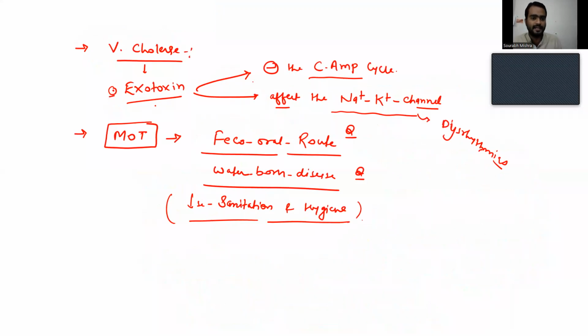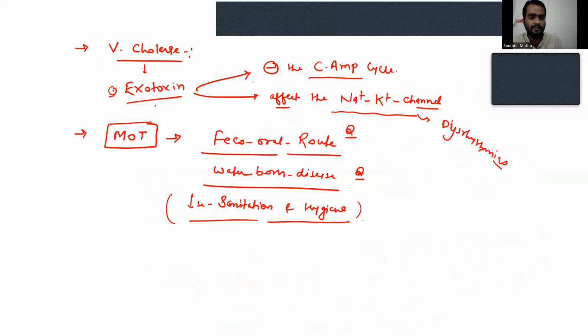After that, your Vibrio cholerae produces an exotoxin, it inhibits your cAMP cycle and affects your sodium potassium channel. So it leads to dysrhythmia. So sometimes the patient in Vibrio cholerae or cholera complains of severe dysrhythmias. So due to this arrhythmia, the patient can die.